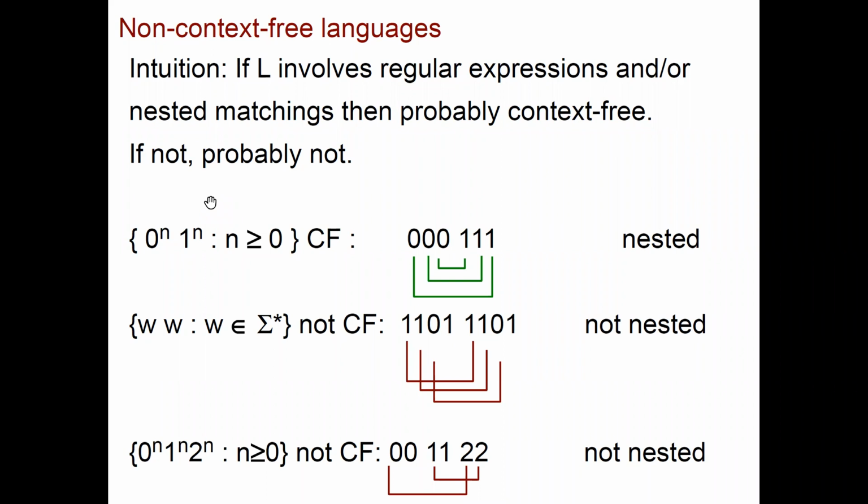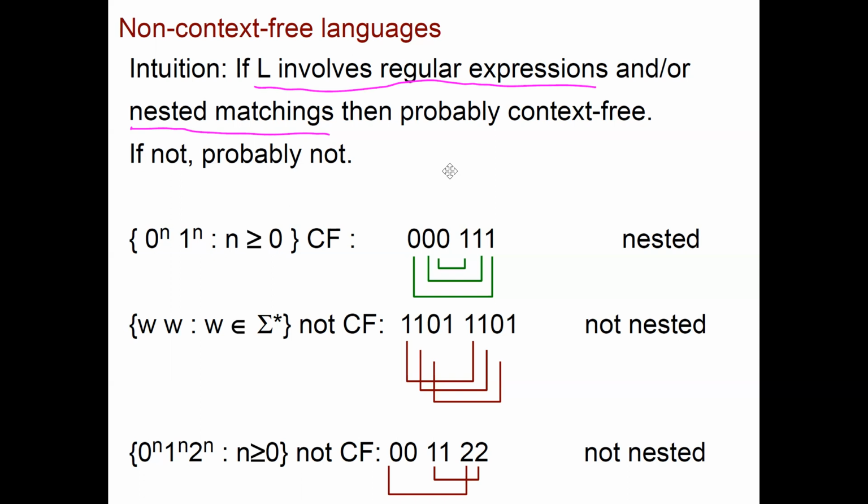So let us first try to develop some intuition on when a language may be context-free and when it may not be. If L involves regular expressions, then we know it's context-free. We saw this earlier. But also, if it involves nested matchings, then probably the language is context-free. What is a nested matching? Well, there is no clear-cut definition. This is just intuition. It's a rule of thumb.